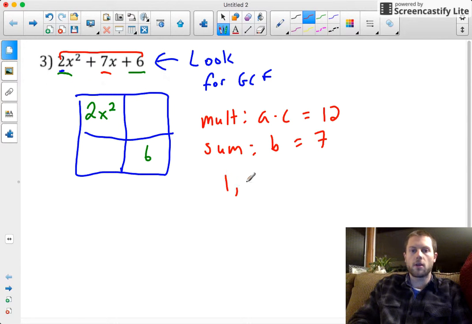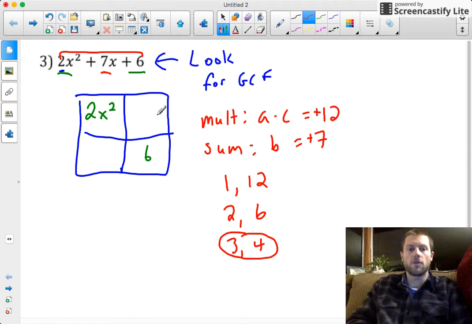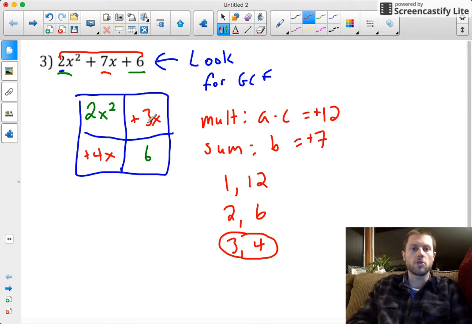So I need two numbers that follow these conditions. Let's start by counting off some factor pairs of 12. We've got 1 and 12, 2 and 6, 3 and 4, and I think that'll do it. I'm looking for numbers that multiply to a positive 12 and add up to a positive 7, so it's looking like positive 3 and positive 4. So we've got a positive 3x here and a positive 4x here. It does not matter which term goes in which box; either way, it shakes out to be the same thing.